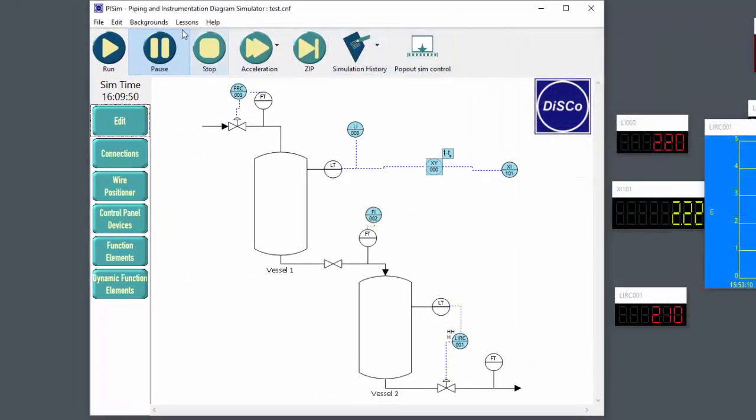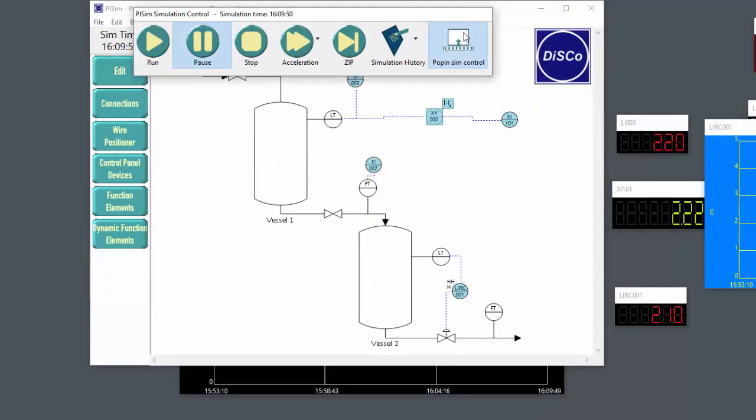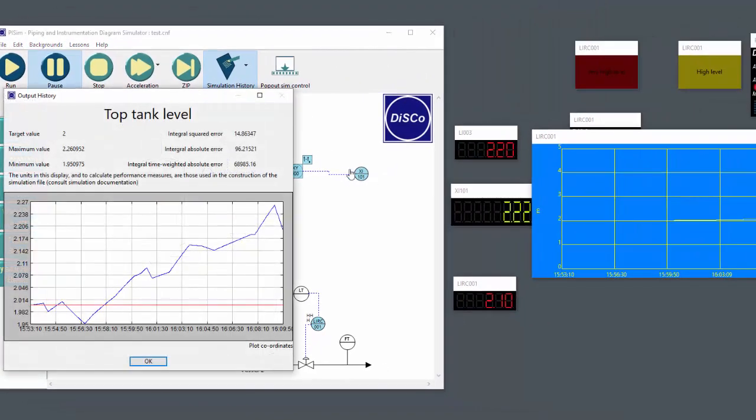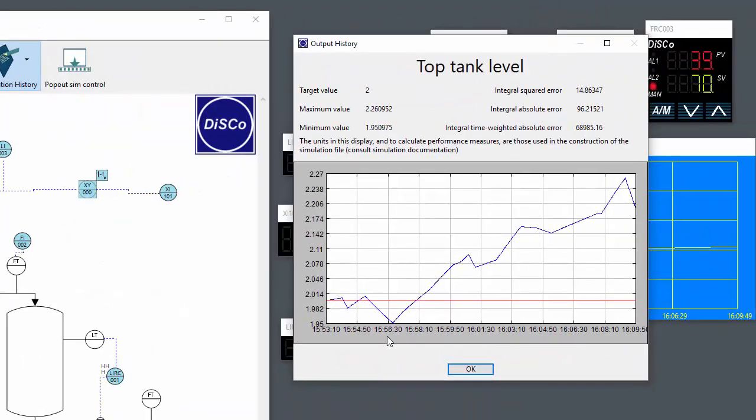So we've got these histories for all of these things, so we can look at the top tank level as well, and you can see that the target value is the red line there, which is at a value of 2. And we've got the actual level moving about round about that target value.